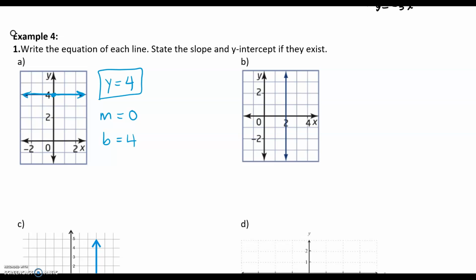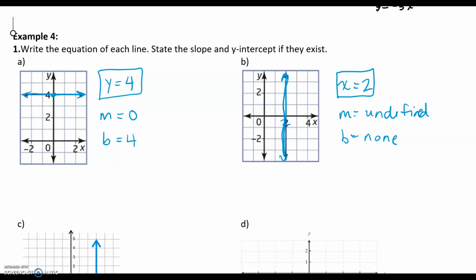I can see here that I have a vertical line. The vertical line passes through the x-axis at 2. So the equation is x equals 2. The slope and the y-intercept are next. The slope, we already know from our last unit, is undefined. The slope of any vertical line is undefined. And the b value, we can see this line will never cross the y-axis, so there isn't one. So we write the word none.